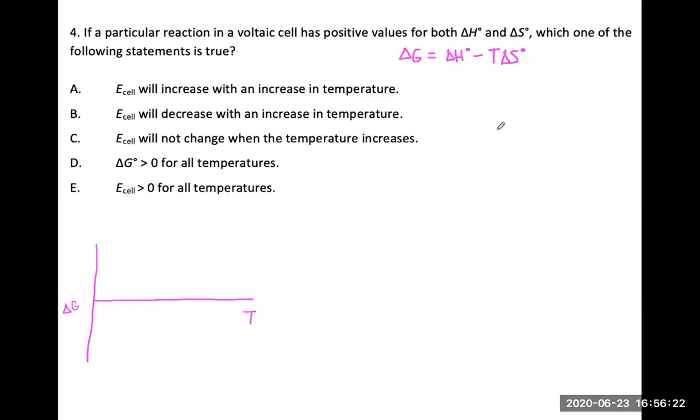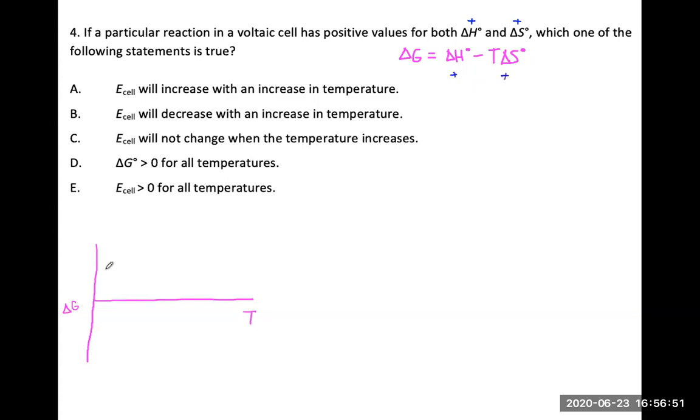Now to number 4, we again have to kind of remember that enthalpy and entropy exist. And they tell us that both of these are positive. So they want us to determine which of the following statements is true. So let's just figure out what's going on with delta G when delta H and delta S are both positive.